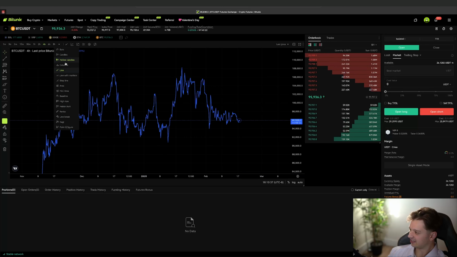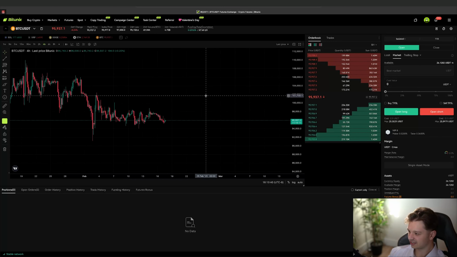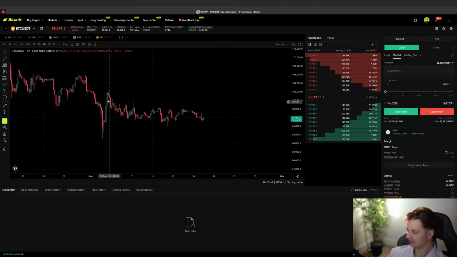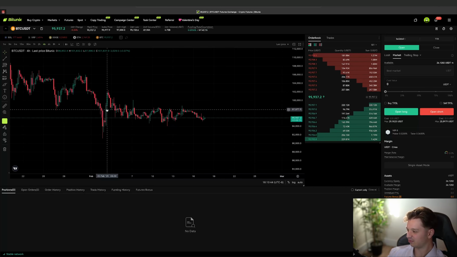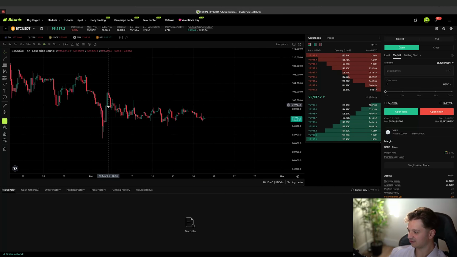There's also other things you can choose, like hollow candles. Hollow candles keeps the red candles solid, and the bullish candles, the green candles, will be hollow.